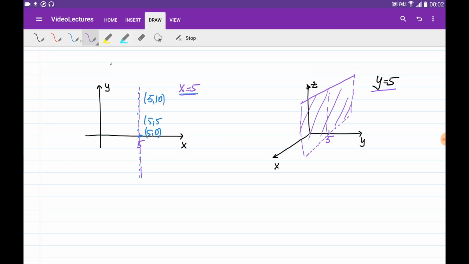So if we would like to do z equal to 0, for example, it means that we just need to draw this xy plane, right? Or basically this is just the ground. Z is equal to 0. So if we would like to do z equal to 5, it's going to be some plane which is some units above the ground.